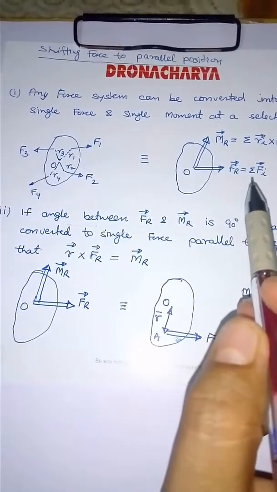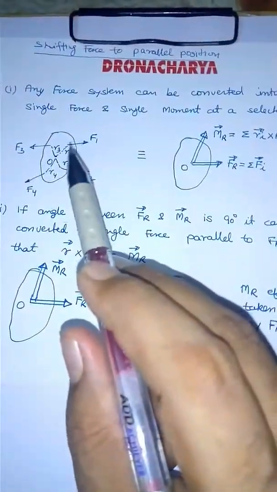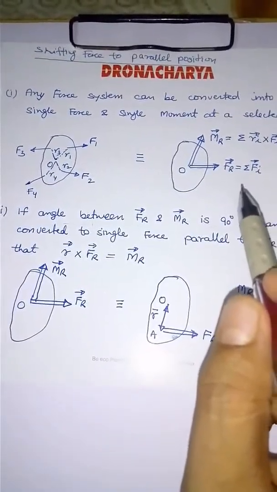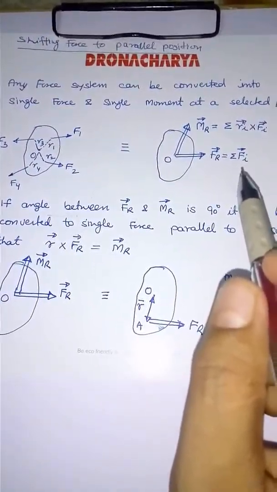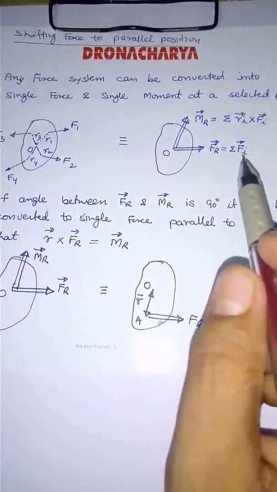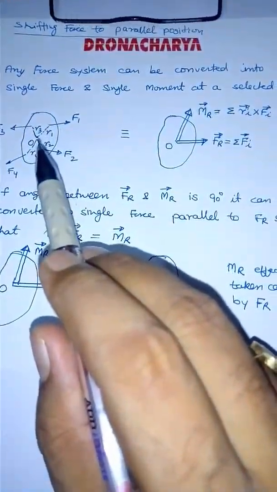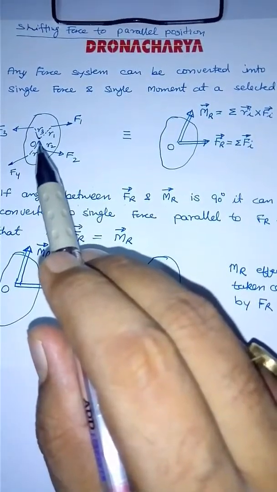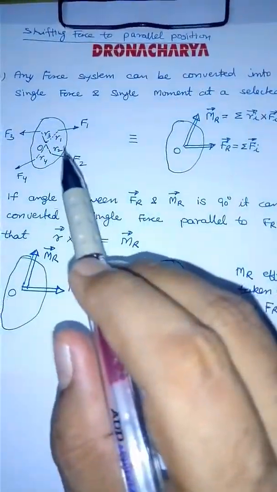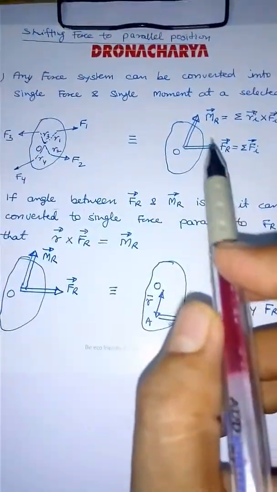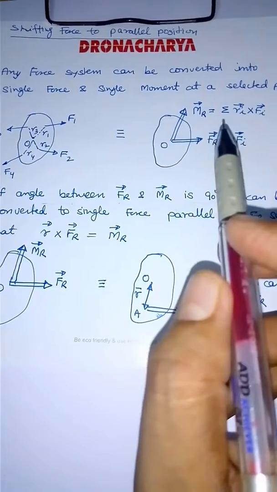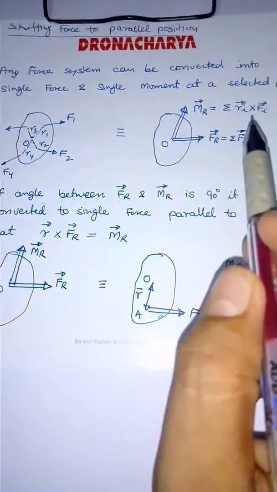Fr is nothing but summation of Fi's. We can add all these forces to find the resultant effect. The resultant translatory effect can be added and described by summation Fi's. Similarly, we can take the moment of all the forces about O, like r1 cross F1 plus r2 cross F2 plus r3 cross F3, and we can find the resultant moment vector, that is Mr. Mr is nothing but summation of ri cross Fi.